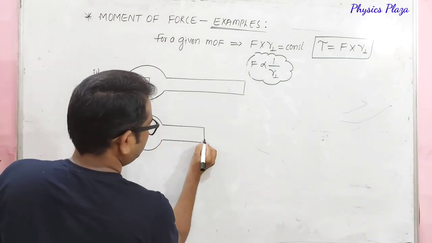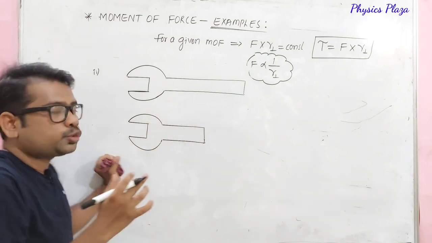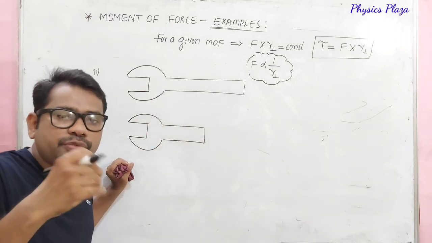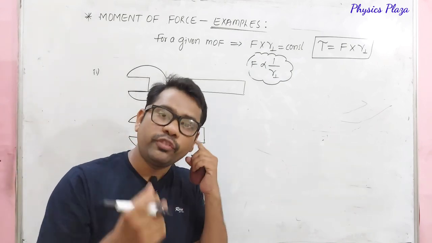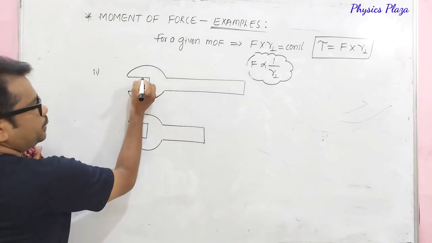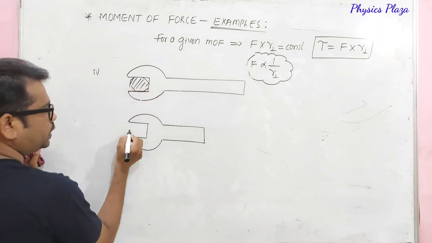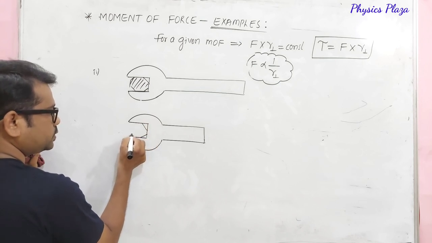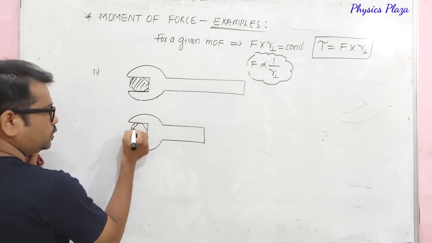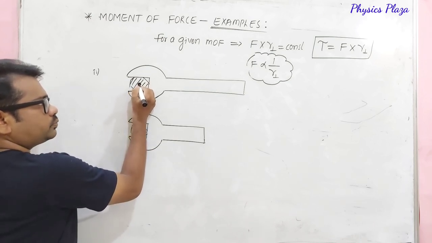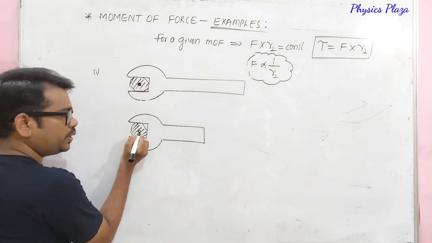Here we have two spanners, but of different lengths. Look at the difference. Which one will we prefer, and why? This can be the nut which is to be tightened or rotated, let us say this one, and here also. The nut which is to be tightened or rotated. So this is going to be the pivot point.